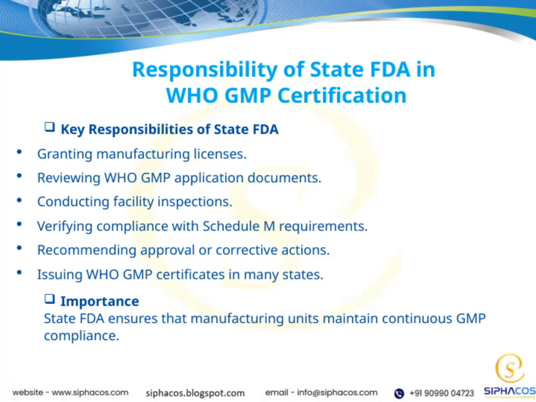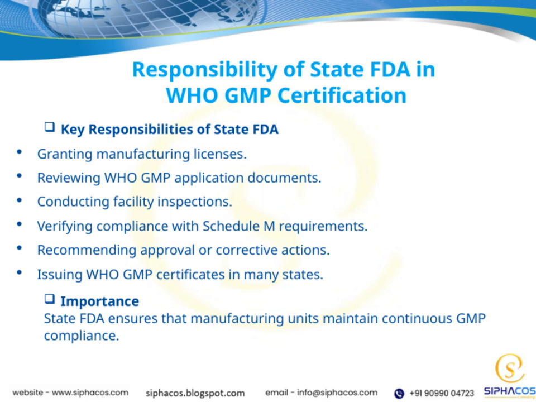Now, let's talk about the responsibility of the state FDA in the WHO GMP certification process. The state FDA plays a crucial role in ensuring that manufacturing units meet the required standards. Their key responsibilities include granting manufacturing licenses, which is essential for legal operation. They also review the application documents submitted for WHO GMP certification to ensure all information is accurate and complete. Another important task is conducting thorough inspections of the facilities. This helps verify that the manufacturing units are following good manufacturing practices and maintaining quality standards.